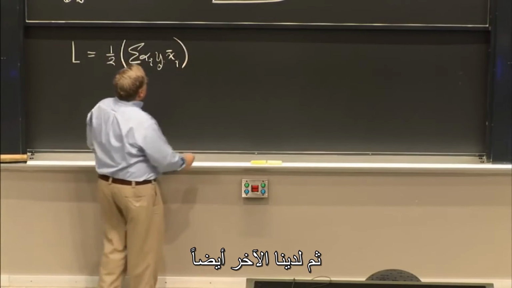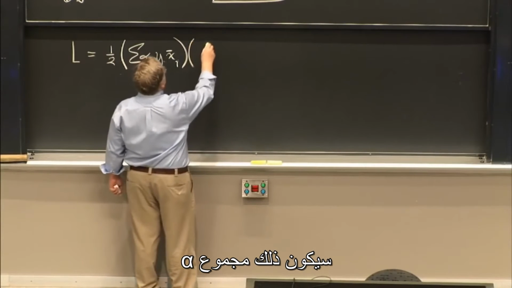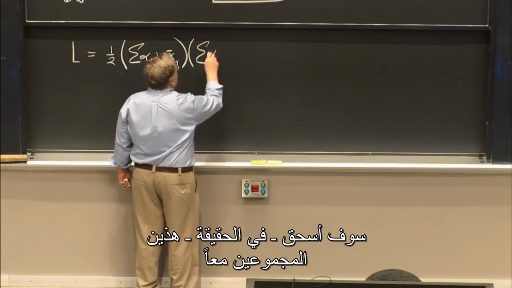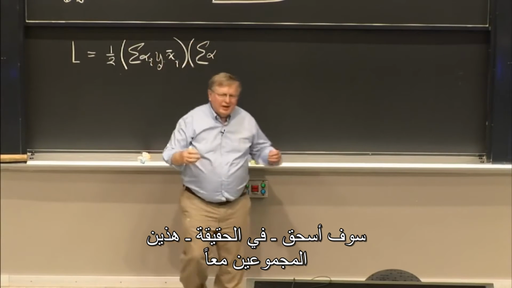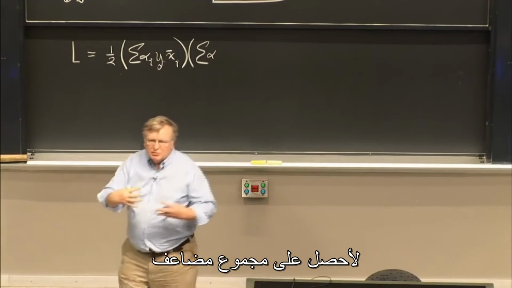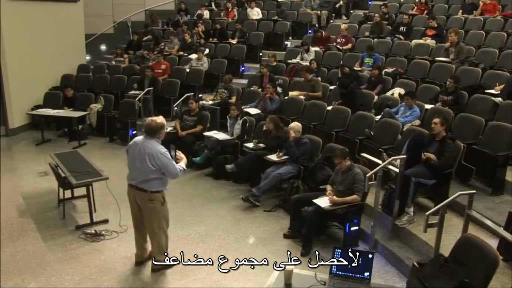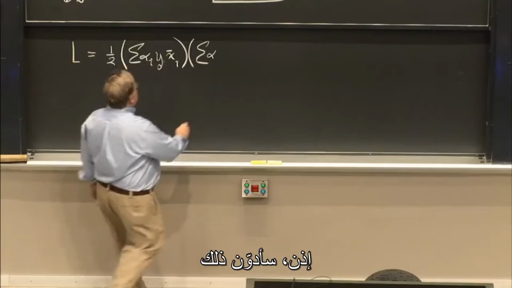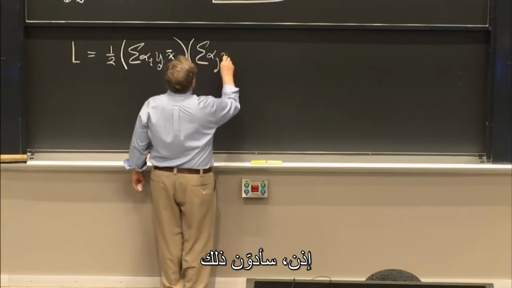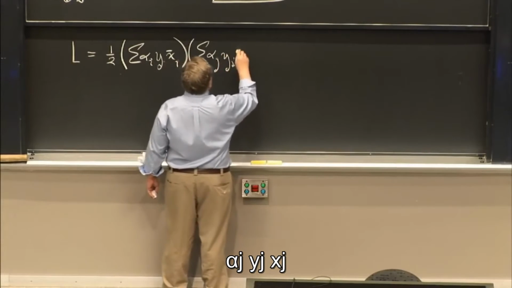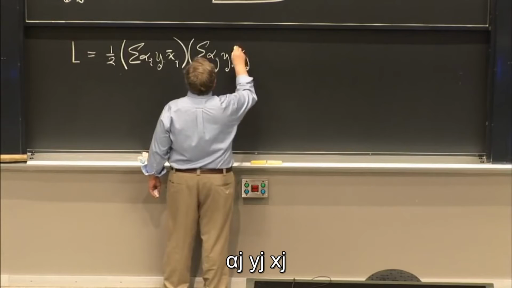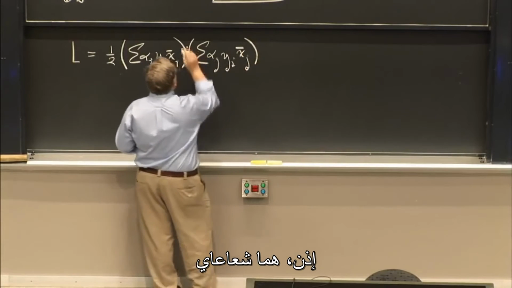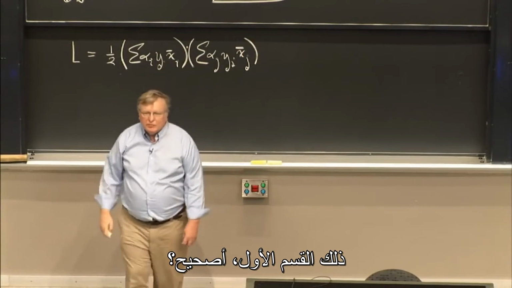And then we got the other one too. So that's just going to be the sum of alpha. Now I'm going to eventually squish those two sums together into a double summation, so I have to keep the indexes straight. So I'm just going to write that as alpha sub j, y sub j, x sub j. So those are my two vectors, and I'm going to take the dot product of those. That's the first piece, right?